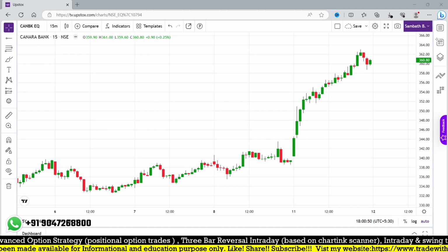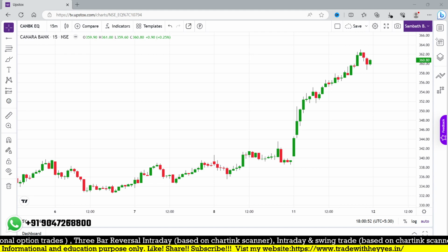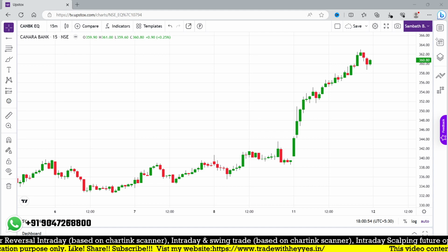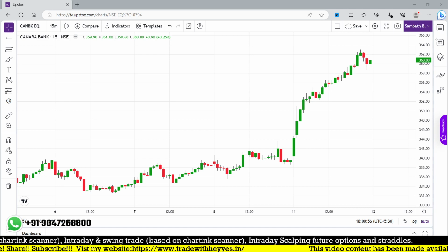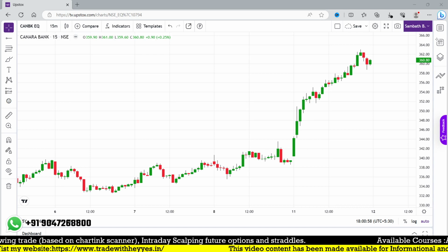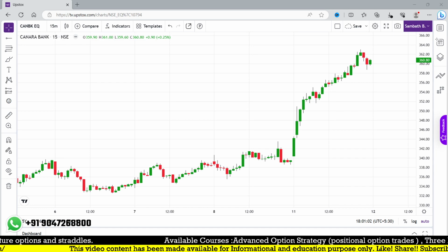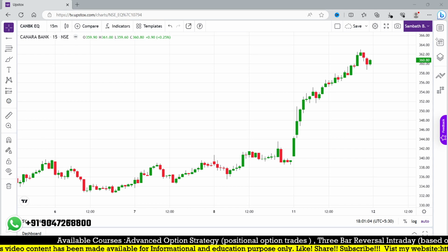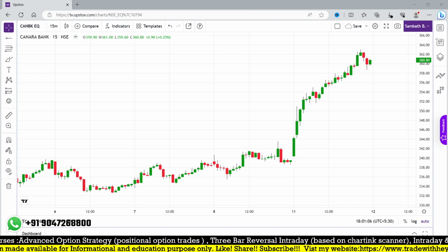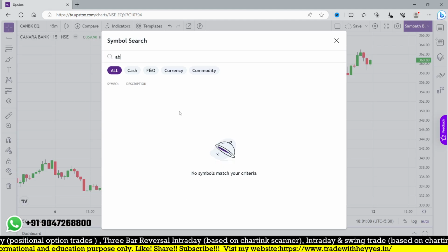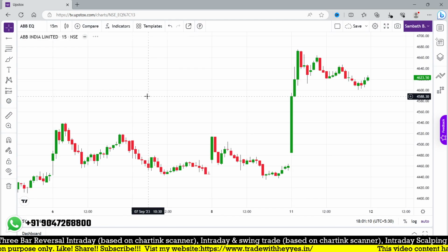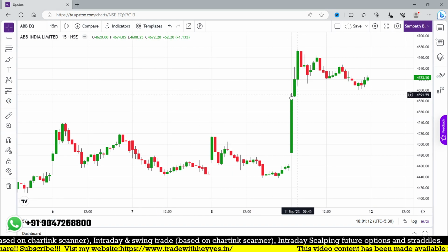And in this video, I'm going to discuss one of the scanners which works well for intraday and positional trades. That was a good opportunity, and today you can see the Canara Bank movement based on the scanner which I found, and a lot of stocks given based on that particular scanner. It's a concept which I have created in ABB, and that is also giving such a big movement.